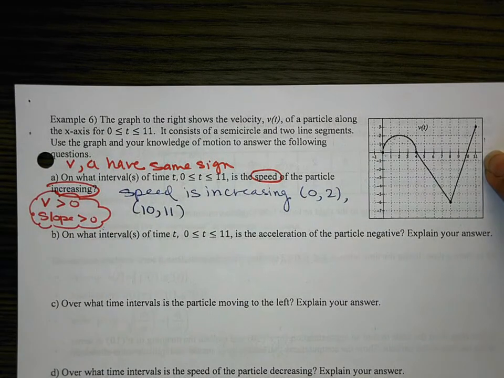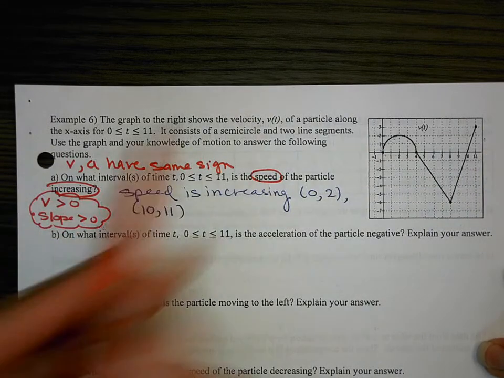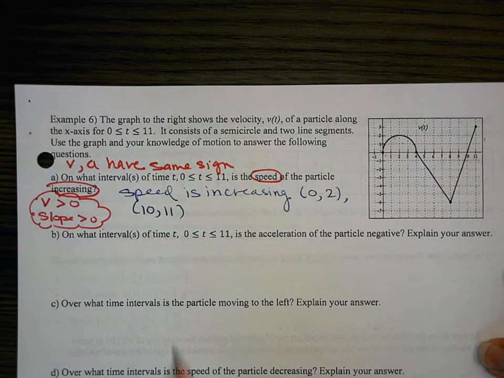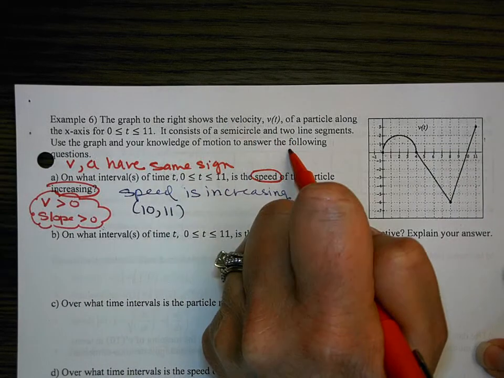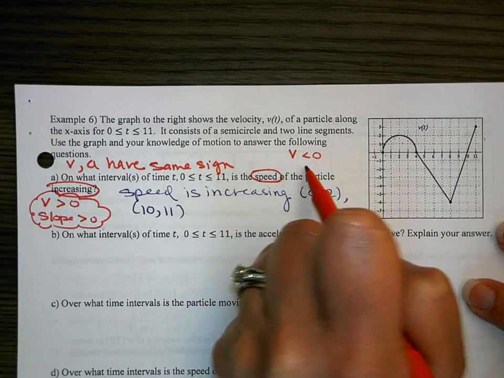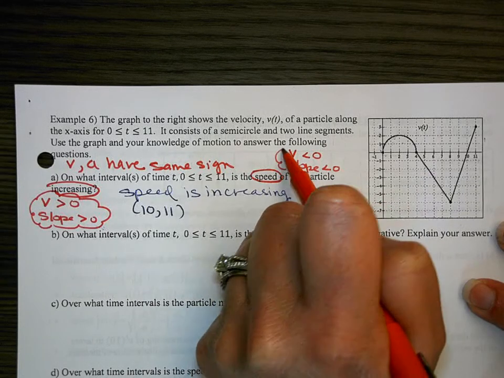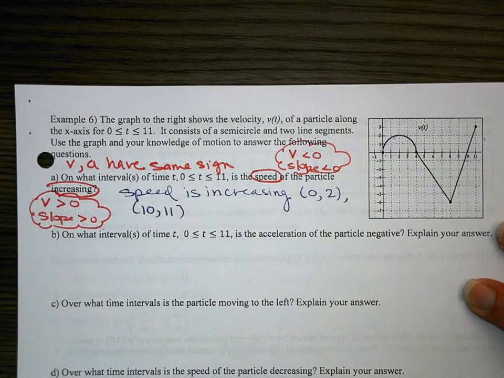But I also have to take a look at that other situation. So that was one situation, right? And then a second one. So let me just write that over here on this section. If they have the same sign but both negative, so maybe velocity would be negative and then the slope would also be negative, right? So that would be another time where speed is increasing.